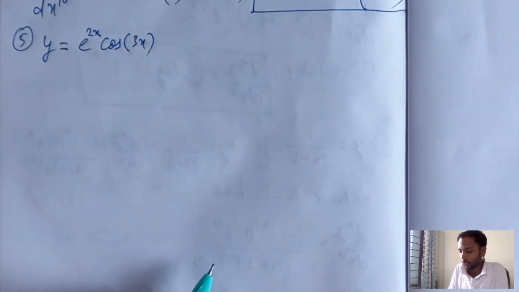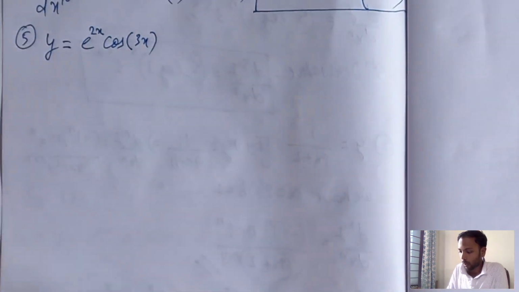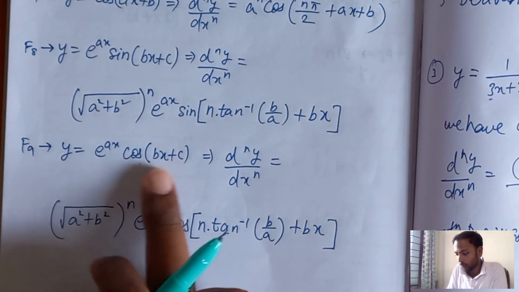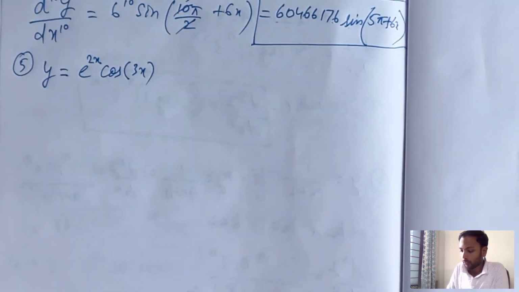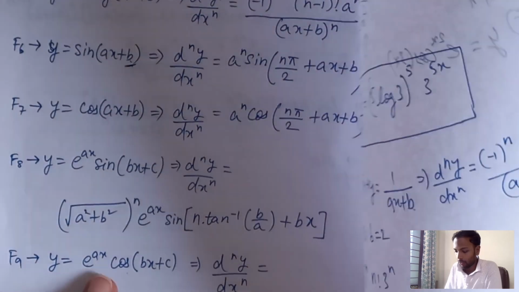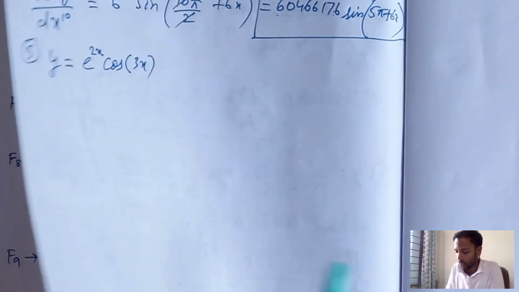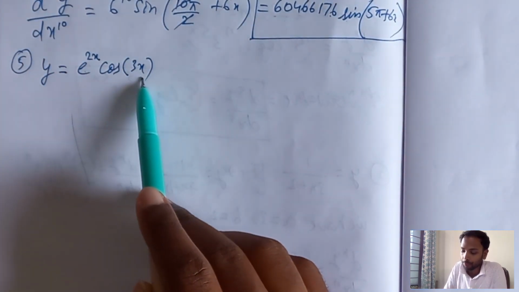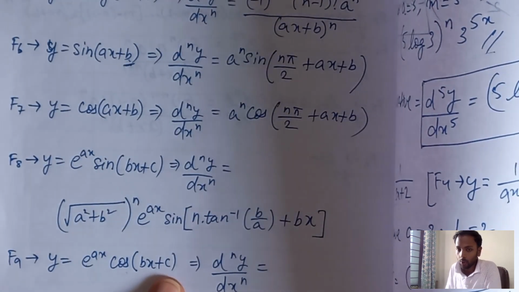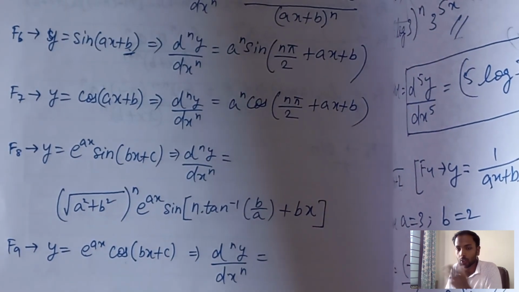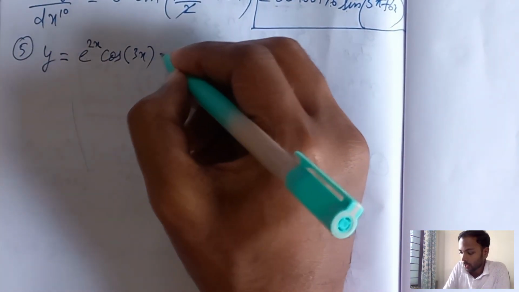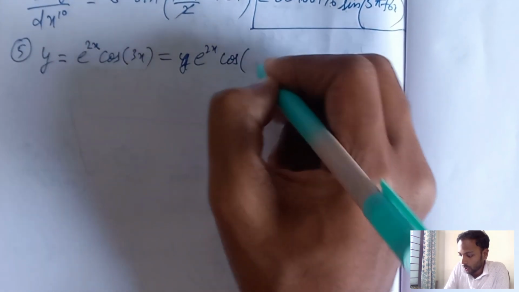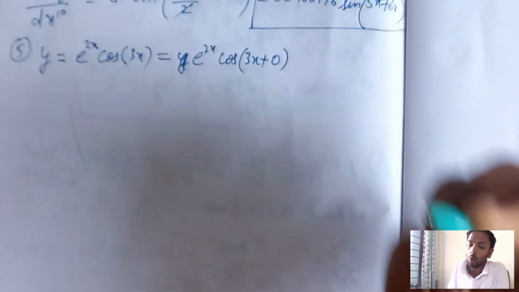Now, which formula to apply? Can I say it somewhat matches the ninth formula? Look at it. y is equal to e power ax cos of bx plus c. We have the same thing. e power ax is there. Here we have e power 2x. Cos is there, cos is there. And then bx plus c, but we have only 3x. The c value, unfortunately, is not there.